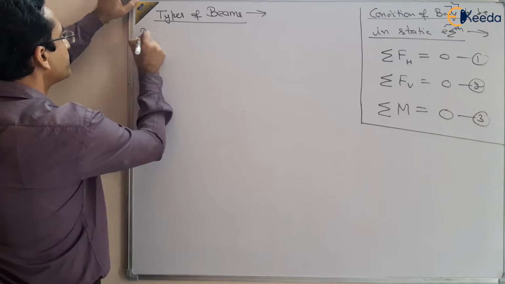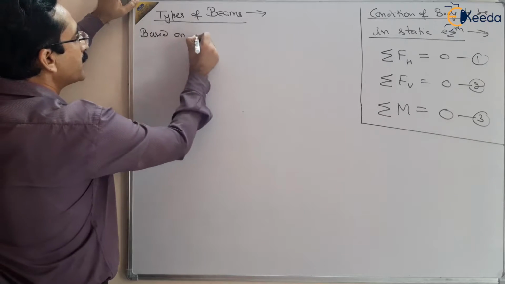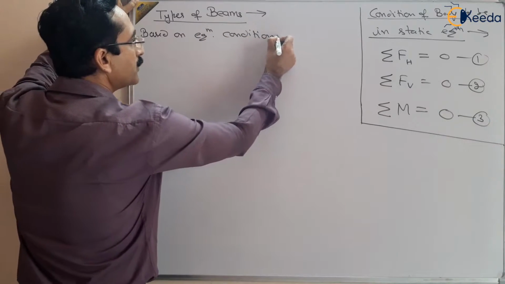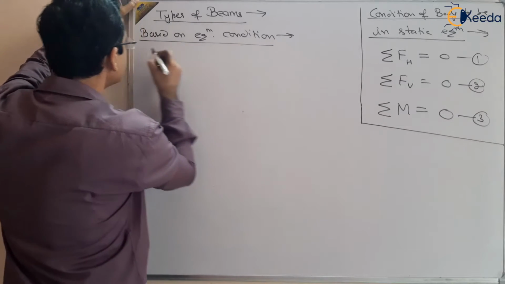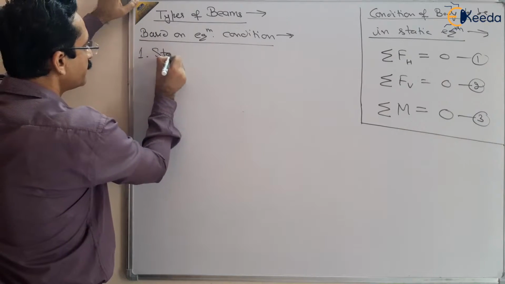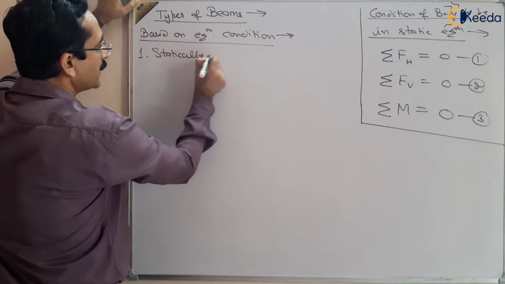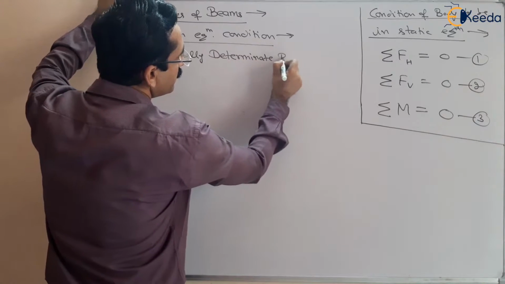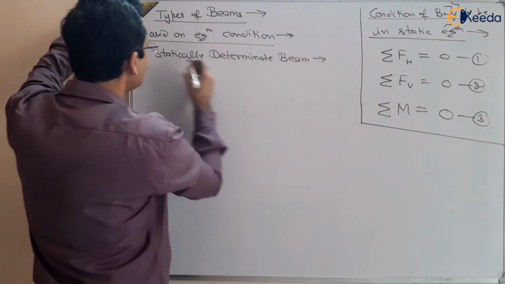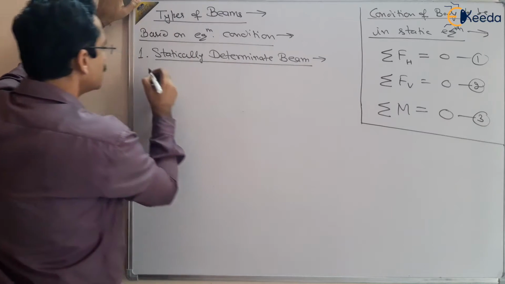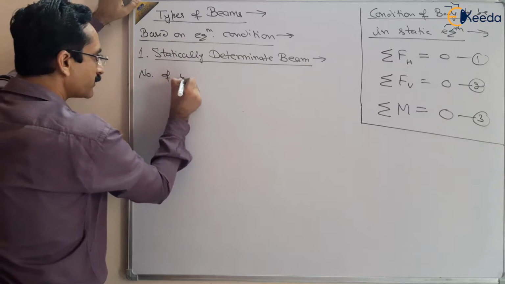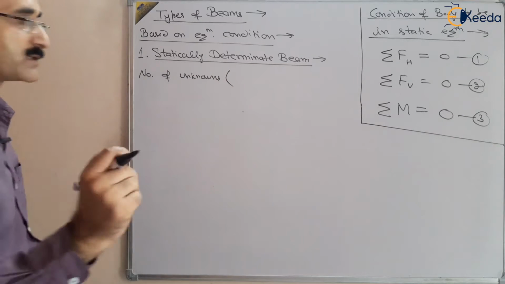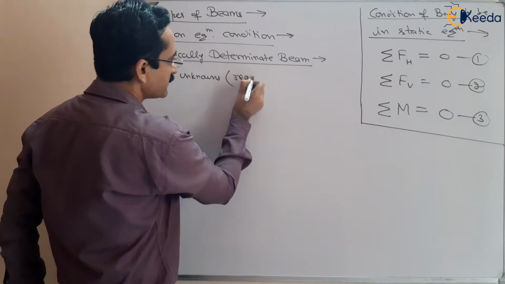So based on equilibrium condition, we have two types of beams. One is statically determinate beam. What is statically determinate beam? In which number of unknowns, what we mean by unknowns, it means number of reactions basically, reactions.